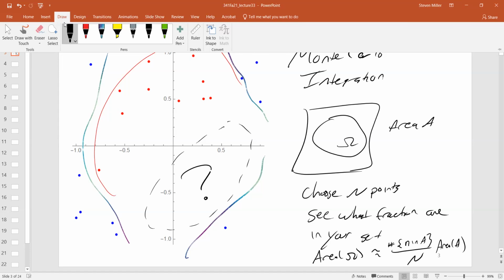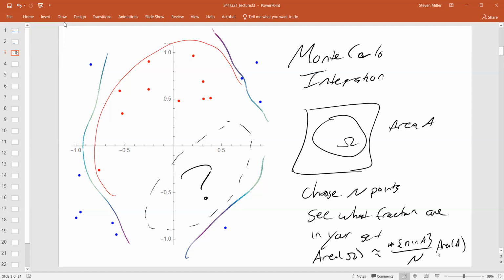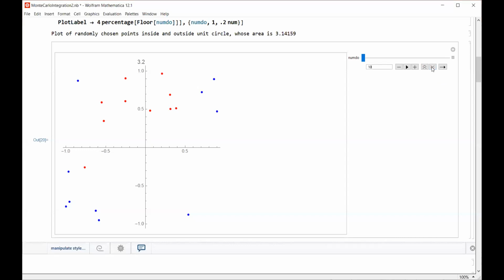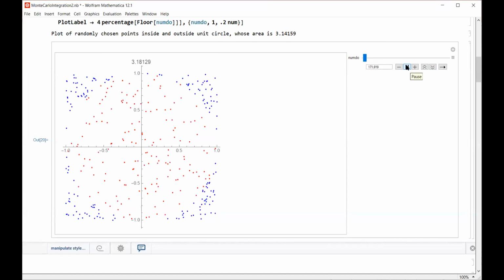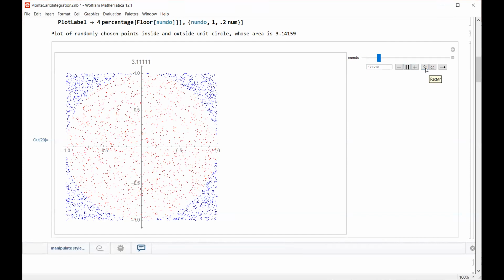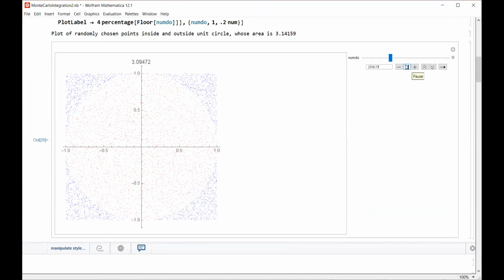Switching to some numerics. Okay, so I'm going to play this slowly. Hopefully it will work pretty well. It's going to add more and more points, and you can see it's filling in. I don't know why it stopped. I'll speed it up. All right, so you can see the points getting added.